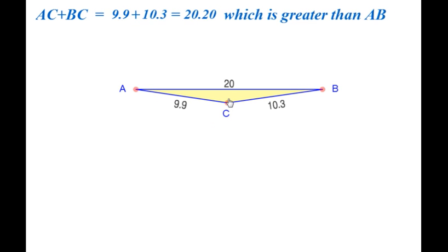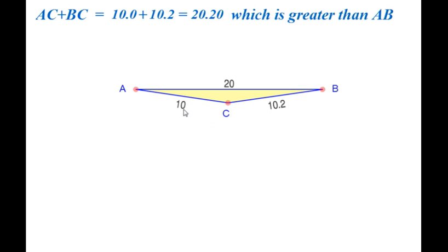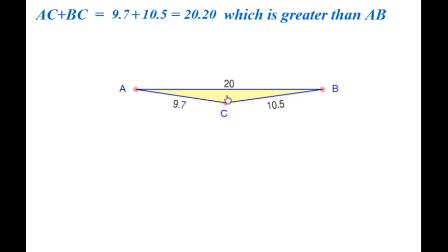I want to make a small triangle. Notice the closest I can get is 10 and 10.2. Now 10 plus 10.2 is 20.2, so we're still bigger than 20, and I can't push it any flatter. Even as I slide it around, 9.5 plus 10.7 is still 20.2. It's still bigger than that.